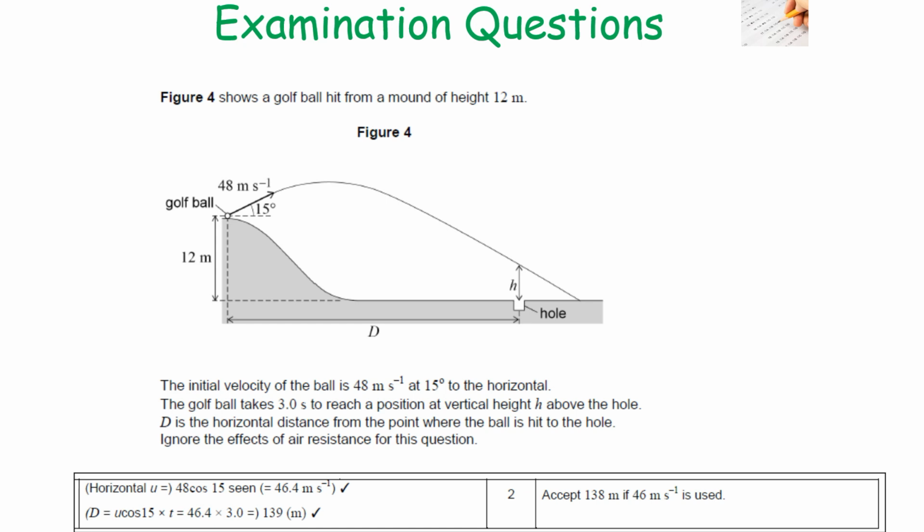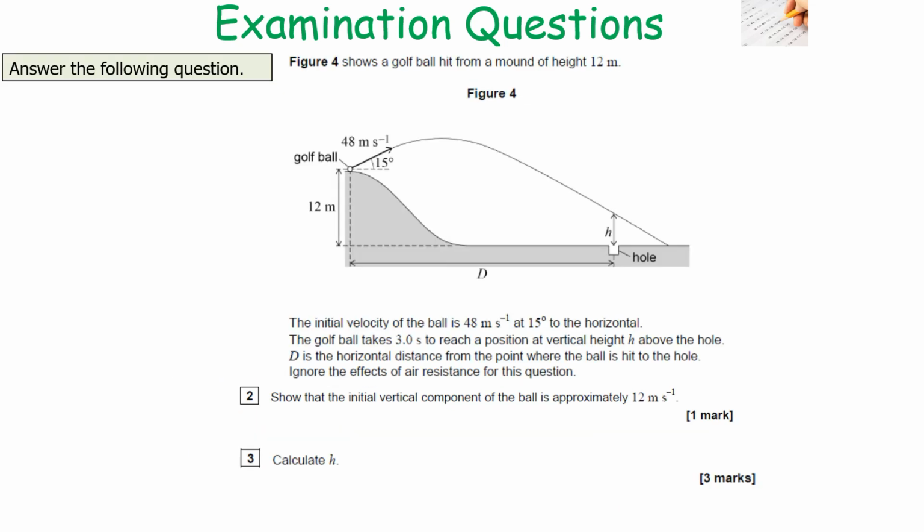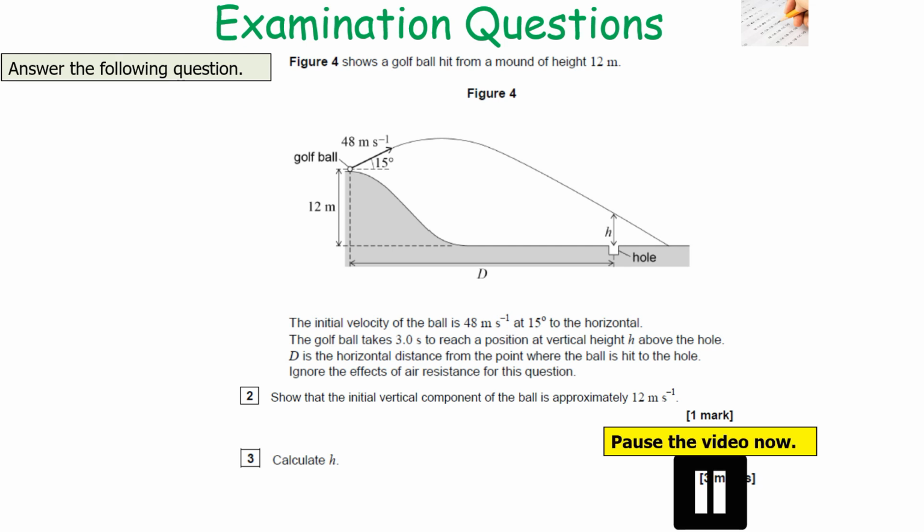Now in this question you're given the resultant velocity, so you've got to convert 48 meters per second at an angle of 15 degrees to a horizontal component. So it's 48 cos 15. You can work that out by drawing a right angle triangle of your information. So we get 46.4 times by our time, which is 3 seconds from the question, so it's 139 meters. Now this next question says, show that the initial vertical component of the ball is approximately 12 meters per second, and then calculate h. So pause the video now, then unpause the video when you want to go through your answer.